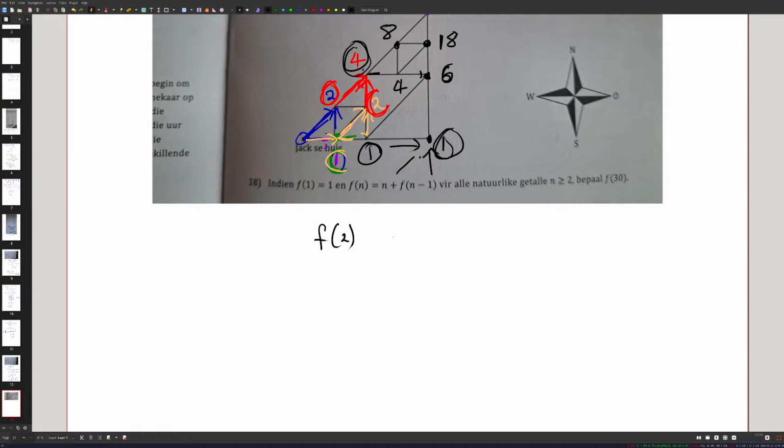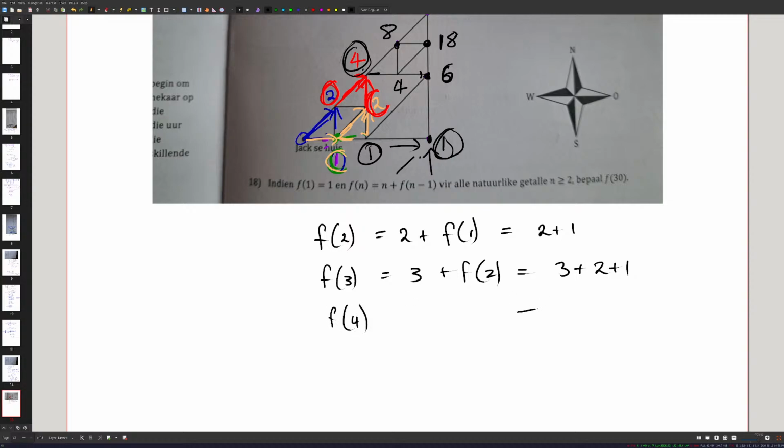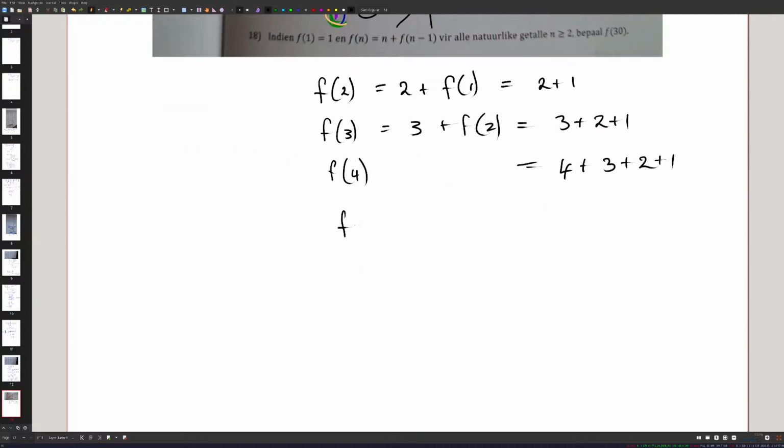So f of 2 we saw is 2 plus f of 1, which is 2 plus 1. I'm going to deliberately not simplify it because I can already see what's going to happen. f of 3 is 3 plus f of 2, which is 3 plus 2 plus 1. f of 4 is 4 plus this thing, so 4 plus 3 plus 2 plus 1. Yeah, but I think this is correct. And so f of n is n plus n minus 1 and so on plus 2 plus 1, and that's going to be n times n plus 1 divided by 2.